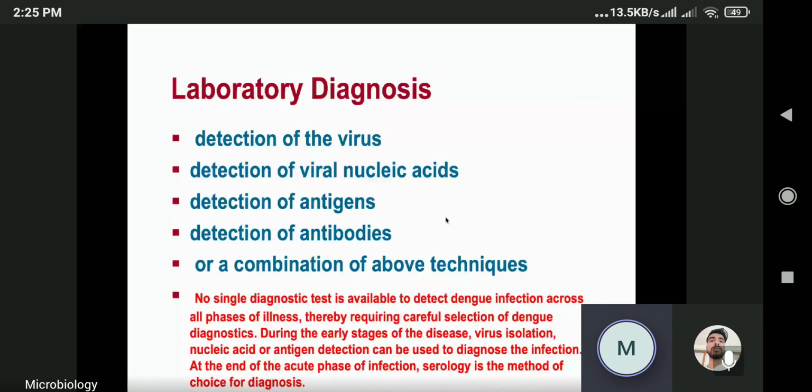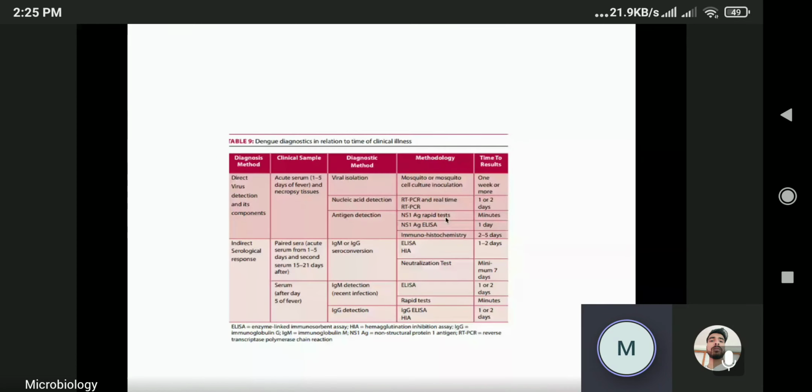Okay, that is the diagnosis, right? So see, these are the dengue diagnostic tools when we choose these methods. Early stages: virus isolation, antigen detection. These are important, but in our setup, we will do antigen detection.